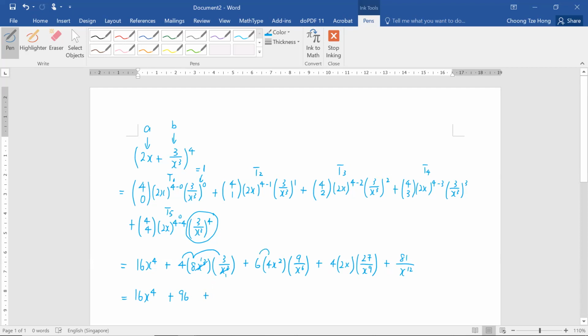Then 6 times 4 times 9, you should get 216. There is x squared here and x^6 below, so this will cancel off, and then this will become x^4. So it will be 216 over x^4.